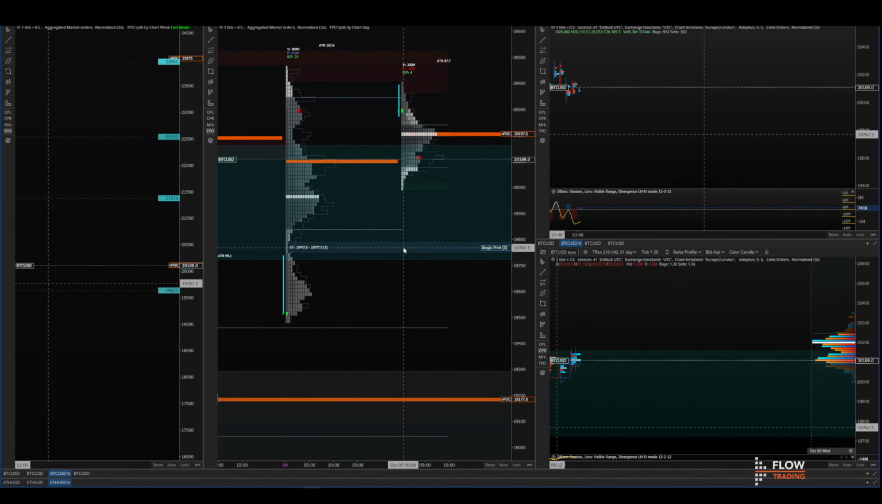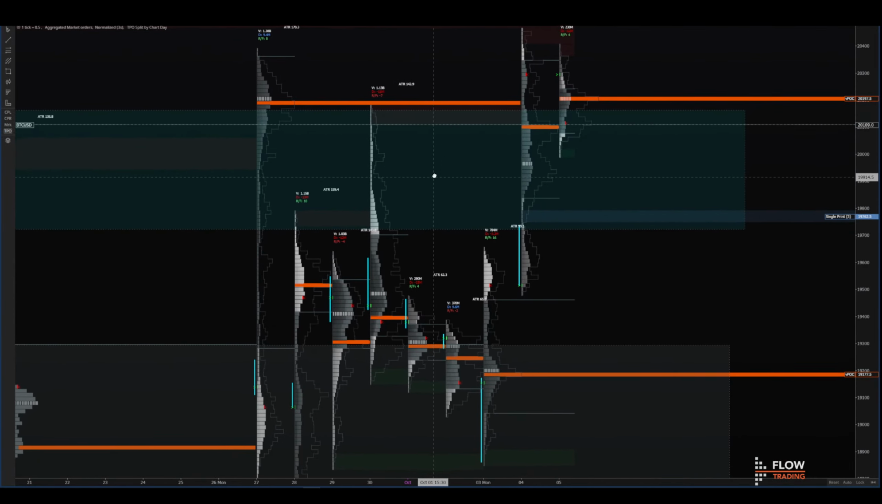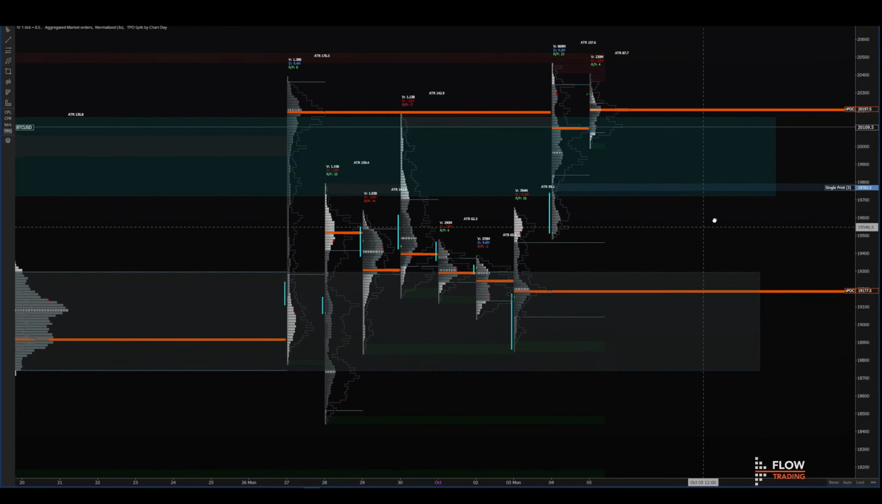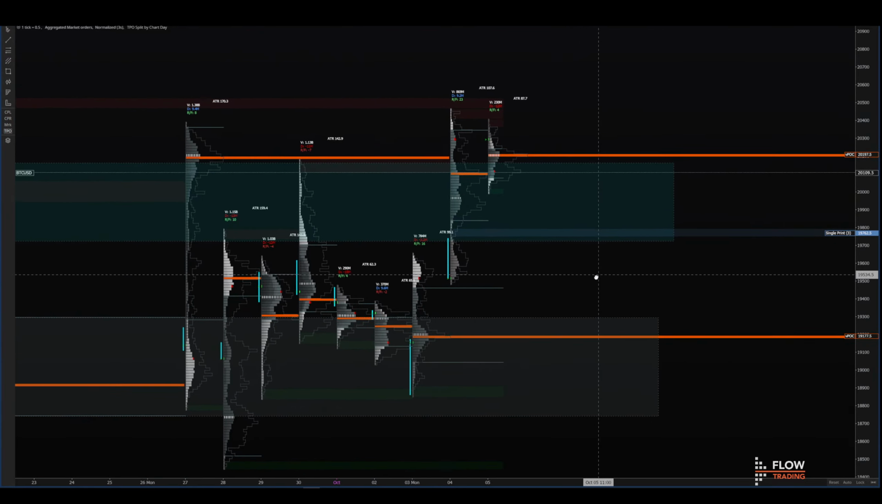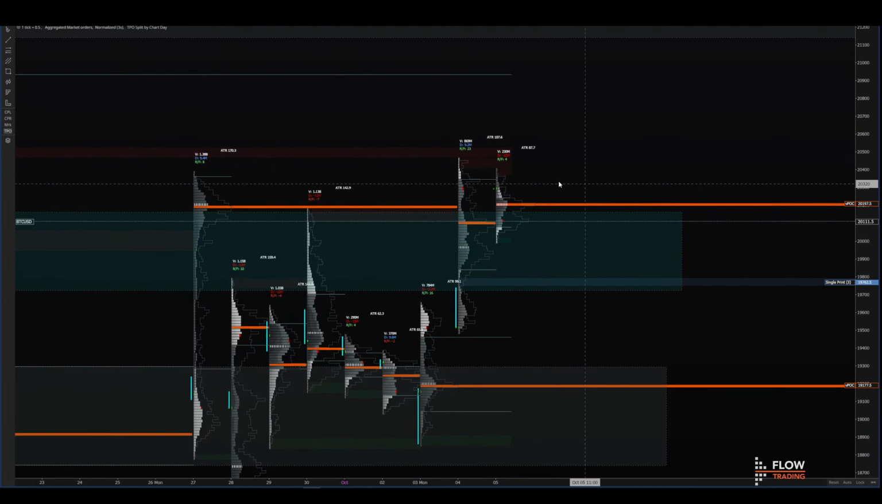On the daily market profile here, yeah, there's a naked point of control at 19,189, but that's already inside of the previous balance. And we've left a naked point of control here at 20,200. Okay, so I think that will probably get taken out.